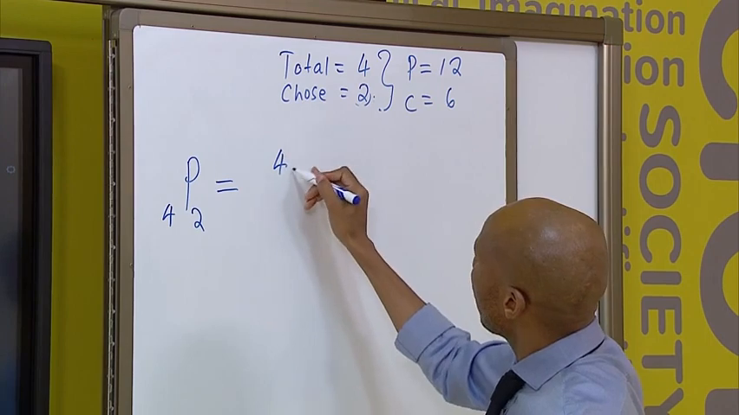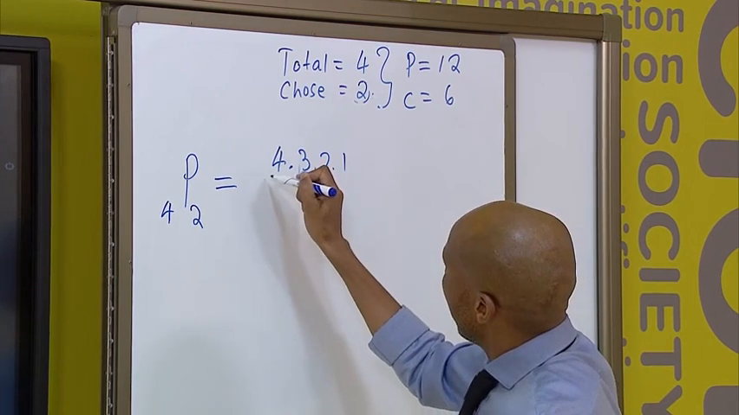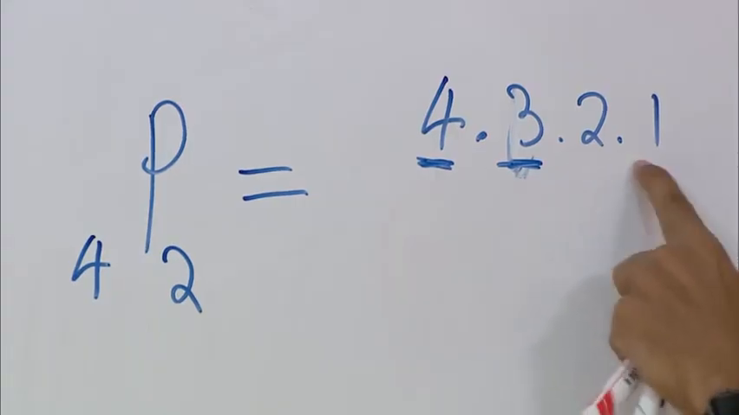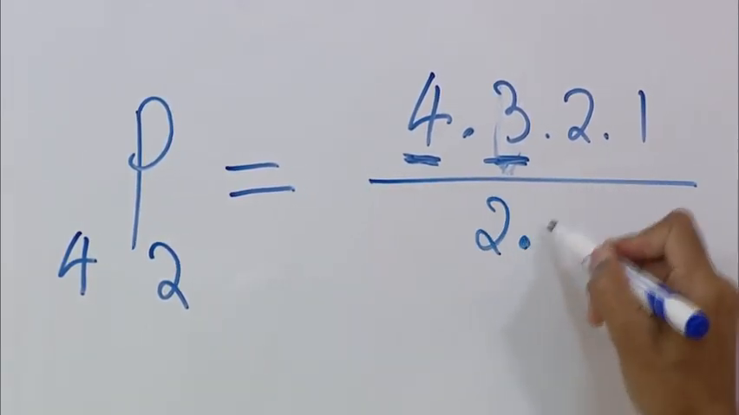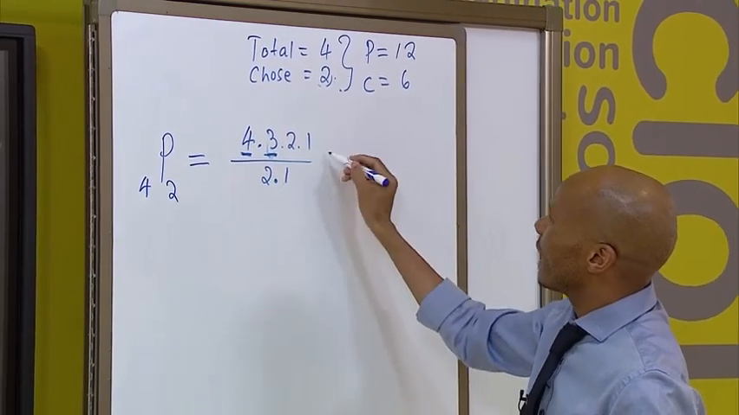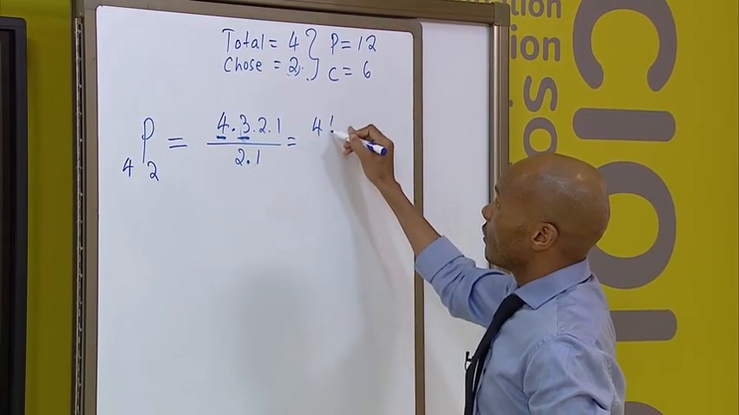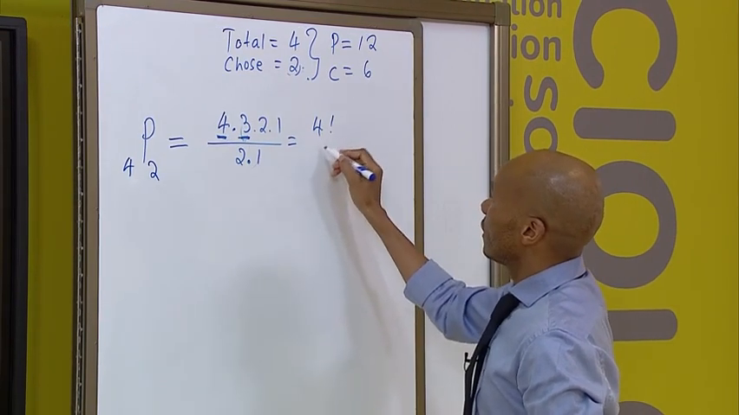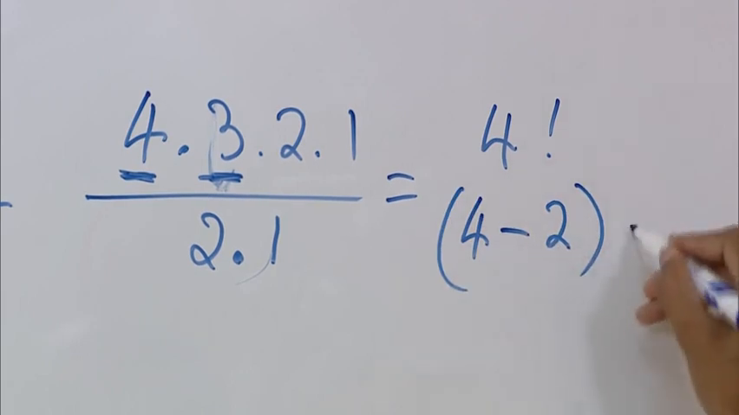We took 4 times 3 times 2 times 1. But then we only wanted the 2, right? But how do you remove these, therefore? You remove these by dividing them. So here, you divide by 2 times 1. And this is 2 factorial. So that would be the same, therefore, as saying 4 factorial. This can also be written as what? As 4 minus 2 factorial.